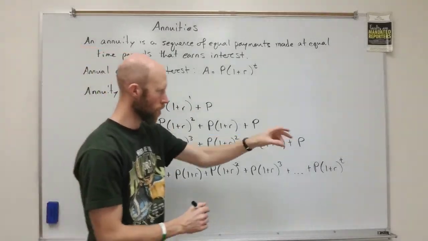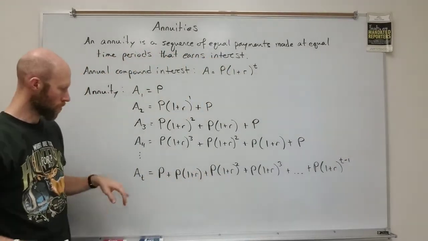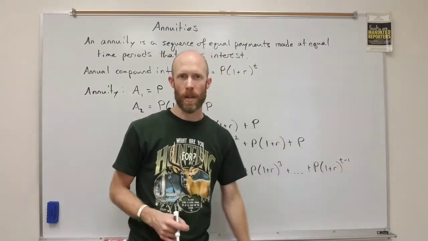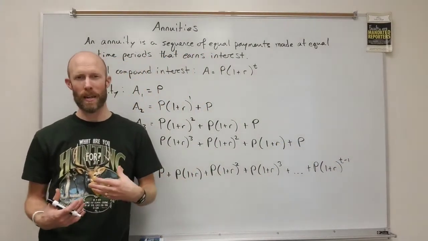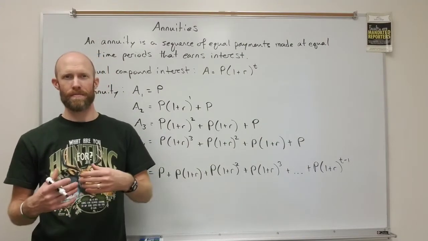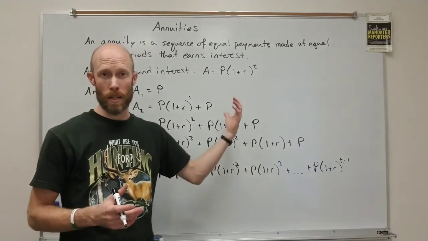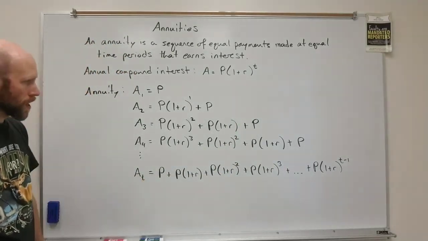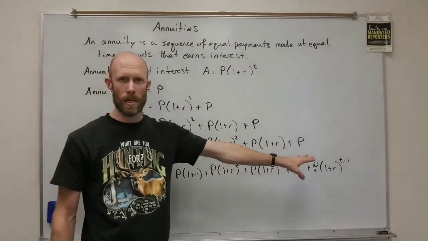So it's actually 1 less, so I want T minus 1 up there in the exponent. If I went 20 years, I'd want this last power to be 19, because the interest is always applied at the end of the year, not at the beginning. You have to earn that interest over the course of the year. That money has to ride in the account, in the annuity, for that full year before you earn the interest. Now that's the amount after T years.